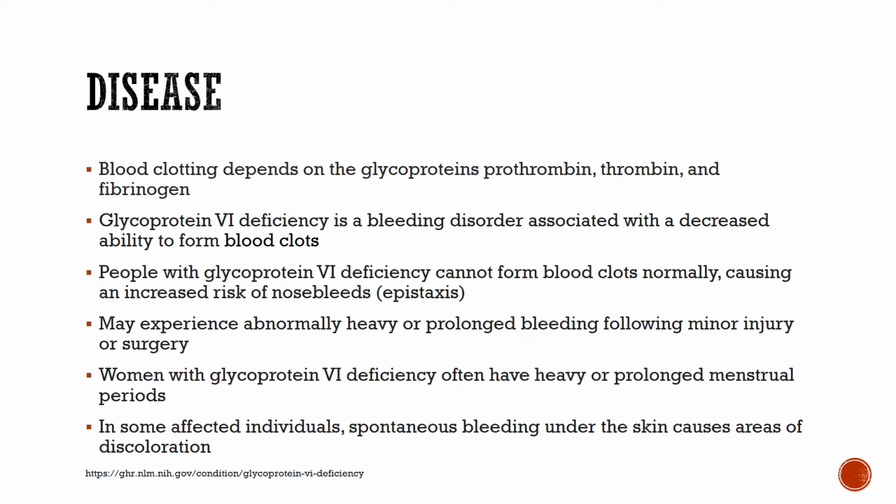This may cause them to experience abnormally heavy or prolonged bleeding following minor injury or surgery. Women with glycoprotein 6 deficiency often have heavy or prolonged menstrual periods. In some affected individuals, spontaneous bleeding under the skin causes areas of discoloration.